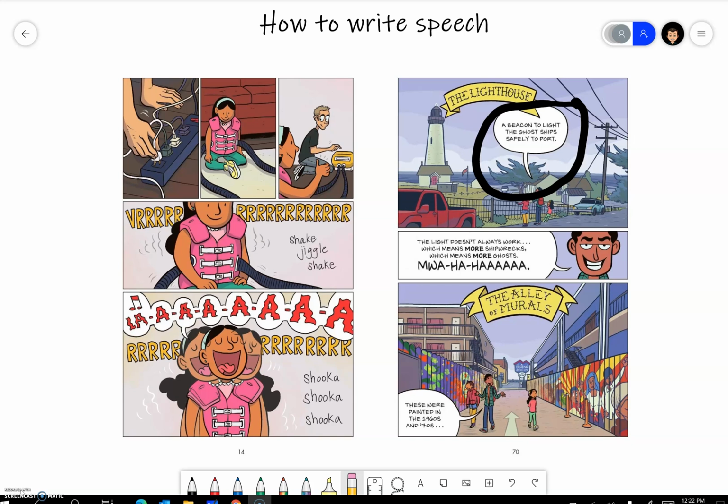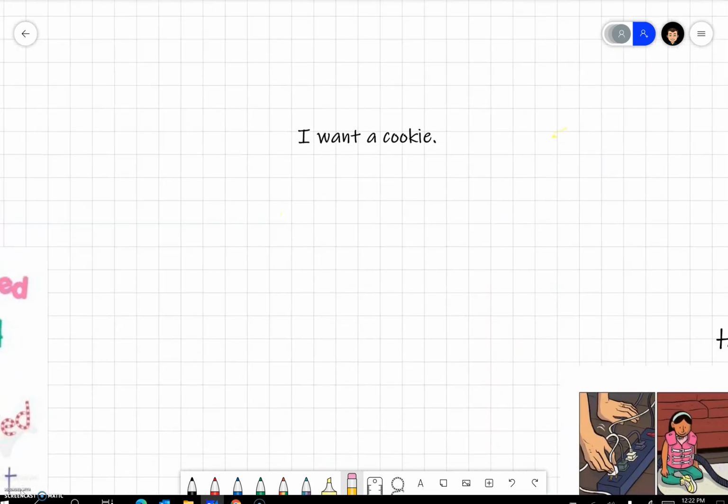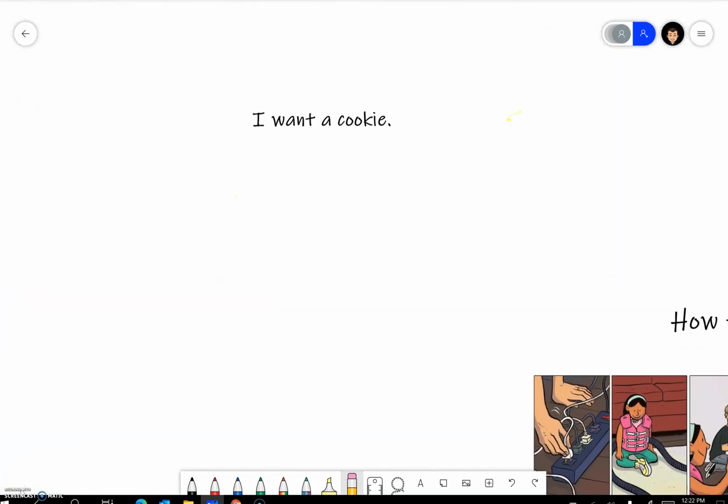But the challenge is that graphic novels, of course, take a long time to draw and make, all right? And you might not have time to draw all those pictures. So if you are doing a lot of speech, a lot of things people are saying, you might want to do it in a different way, okay? And we're going to talk about all the different ways you could do that right now. All right, so here we have, I want a cookie. Okay, this is something someone would say.